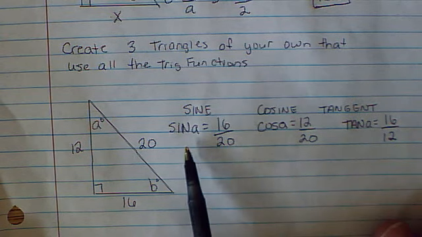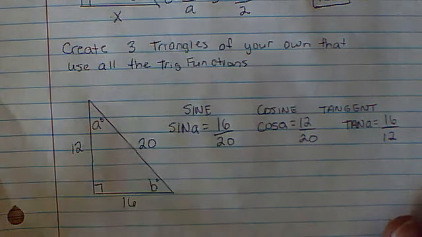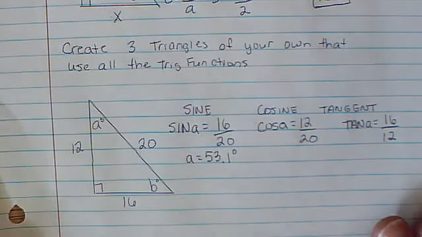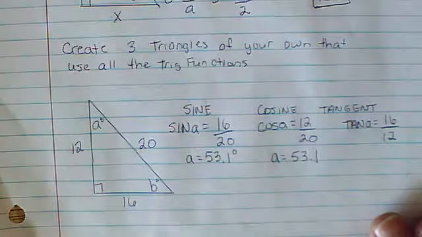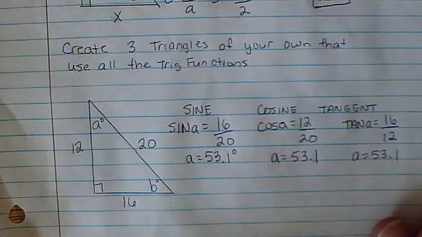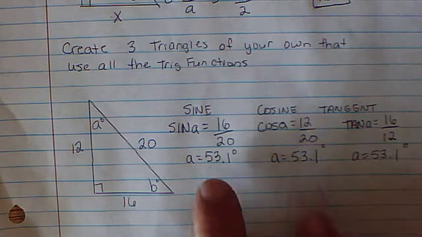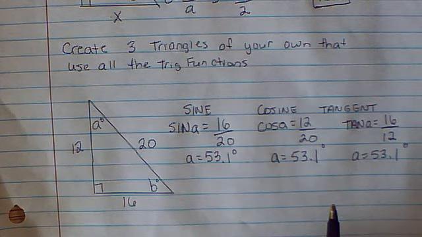In your calculator, in order to find the angle measurement, to use the inverse, you need to press second sine 16 divided by 20. And that would give you 53.1 degrees. Second cosine 12 divided by 20. 53.1 degrees. Second tangent 16 divided by 12. 53.1 degrees. It's the same exact angle measurement, just using the different ratios. So you can come up with these same exact answers as long as you are using the correct ratios here. That's the main key.